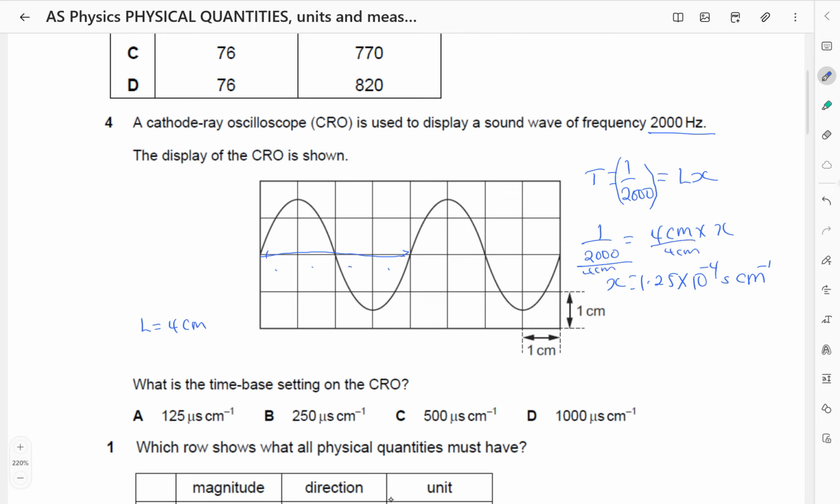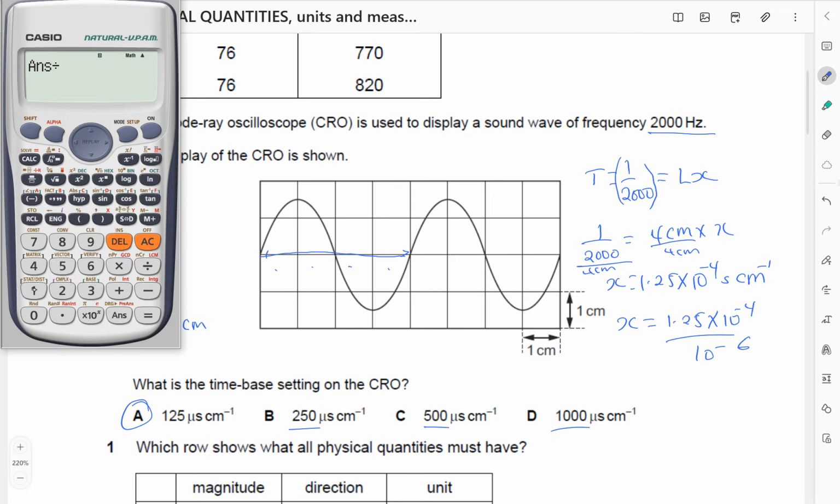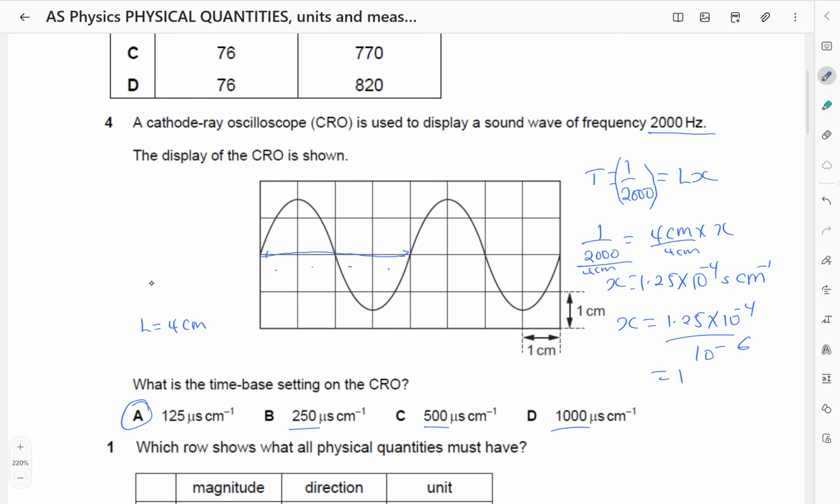Now, the most appropriate answer, of course, is going to be A without even hesitation, because the other options have extremely different figures. So it is 125. You can try to bring in micro by dividing this by 10 power negative 6, because when bringing in a prefix, you divide by its value. So X equals 1.25 times 10 power negative 4 divided by 10 power negative 6. It gives us 125.